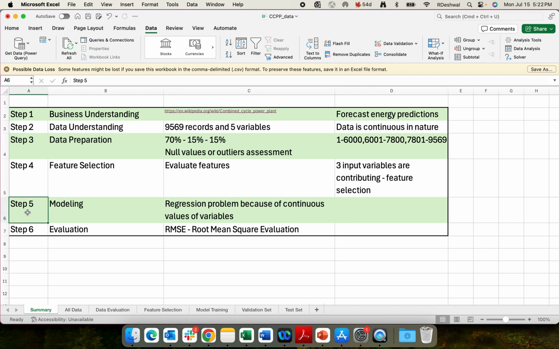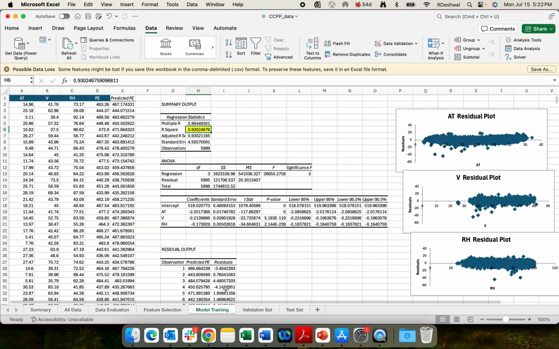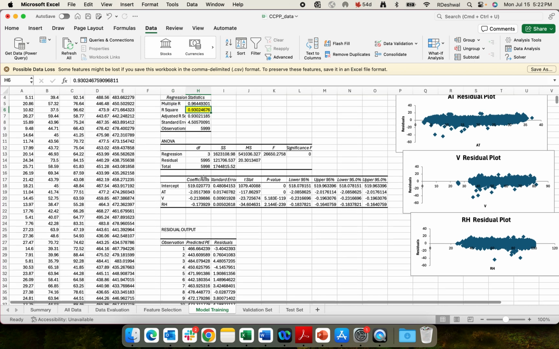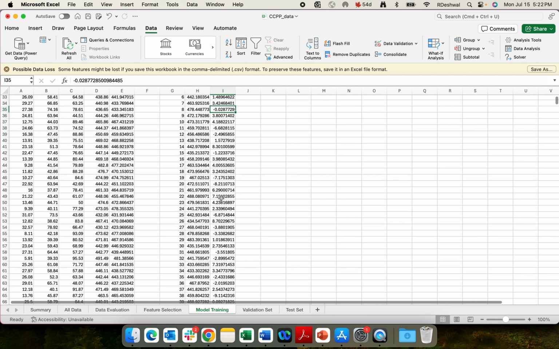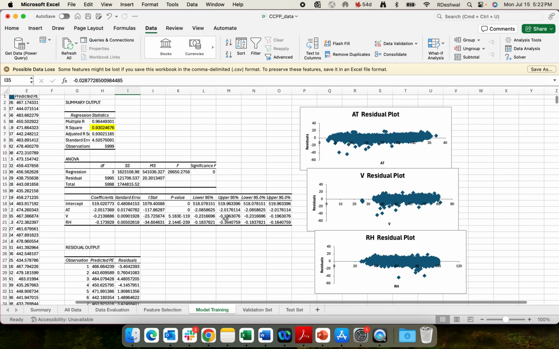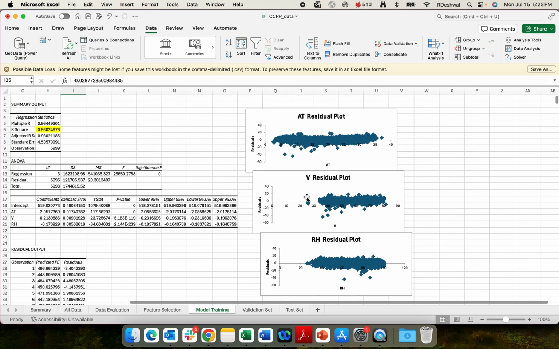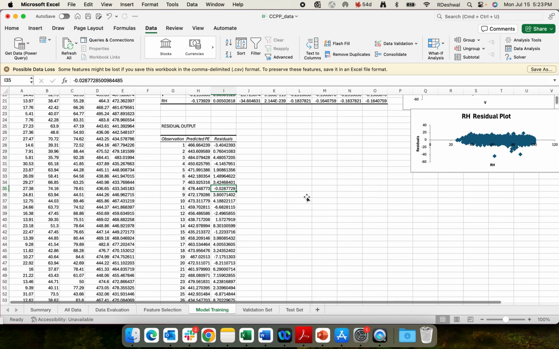The last 2 steps are modeling and evaluation. So I decided to use a regression algorithm, and this will be multiple regression because we are using 3 input variables, and the R square came out to be 0.930, which is quite high and accurate. And I noticed the residuals are not very far from 0, so this means that our prediction is pretty good. And I also observed the residual plots to see that the predictions are good.